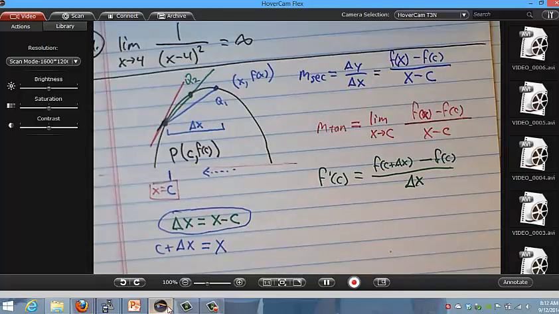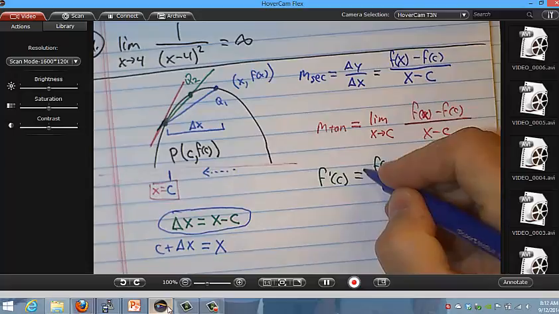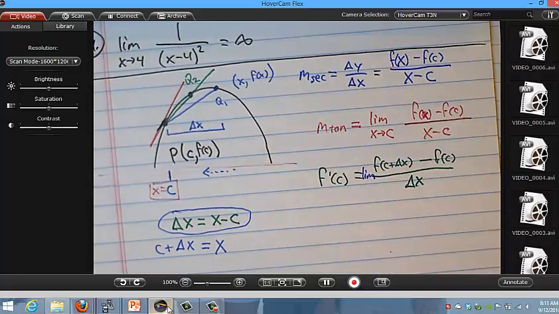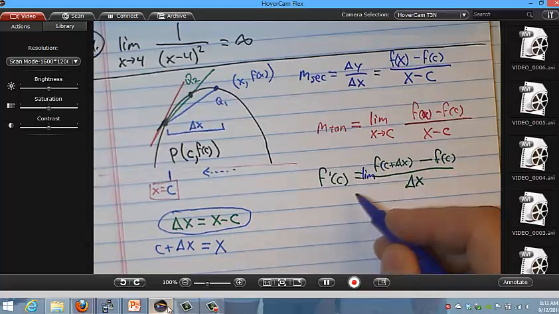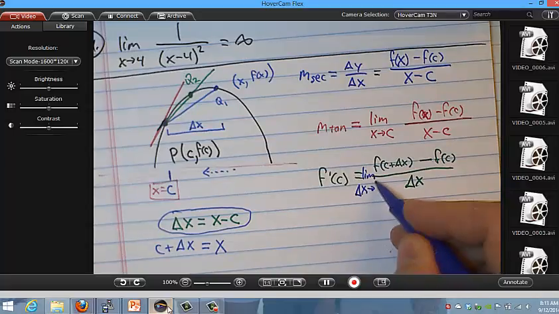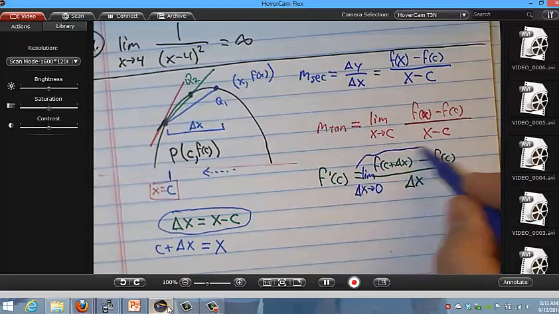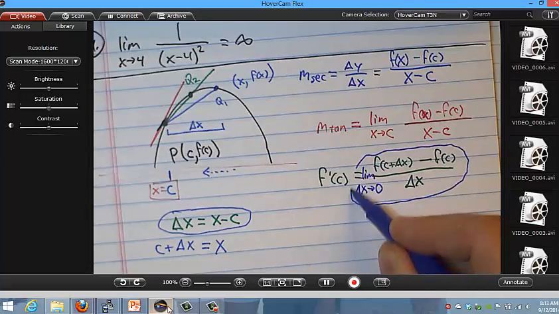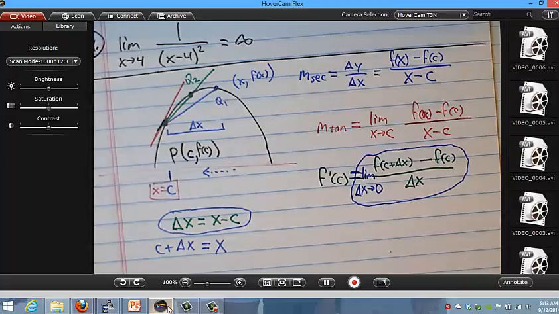So as delta x gets small, oh, wait a minute. Yeah, I didn't write down limit. Shoot. So I'm going to write limit, not as x approaches c anymore. Because as x approaches c, what happens to delta x? It approaches 0. So now I have it correct. F prime of c, the slope of the tangent line at c, is equal to this formula.